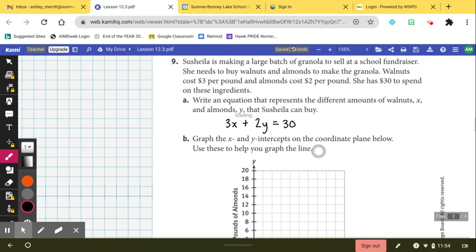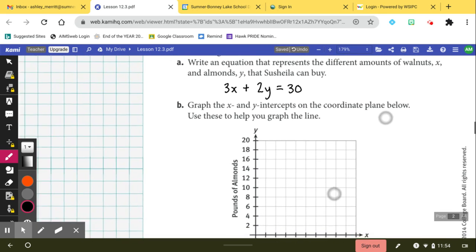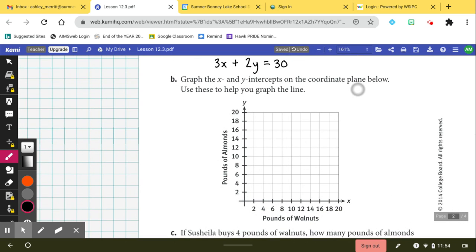So then it says graph the x and y intercepts on the coordinate plane below and use these to help you graph your line. So that's one nice thing about standard form: I can easily find my x and y intercepts. So let's start with my y intercept. That's when x is 0. So plugging in 0 for x, 3 times 0 plus 2 times y is equal to 30. So really that's just 2y is equal to 30. Divide both sides by 2. We get y is equal to 15. So if she just bought almonds, then she could buy 15 pounds. So that's going to be right here.